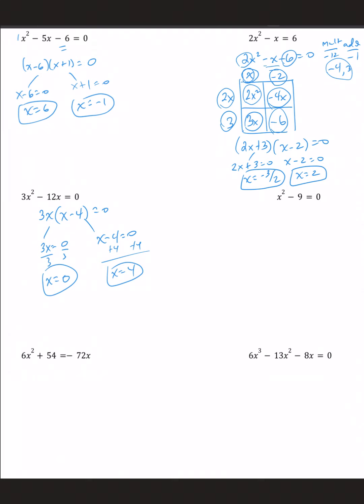The fourth problem already equals 0, so I'm going to factor. Notice that's a difference of 2 squares. So I'm going to jump right into the pattern, and then set each of the factors equal to 0, and solve for x.